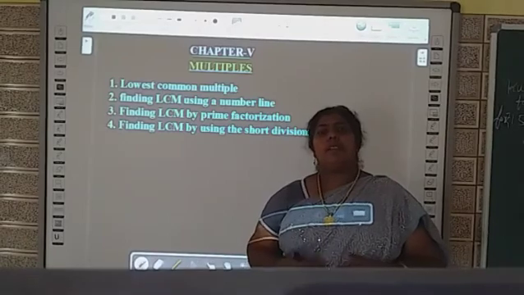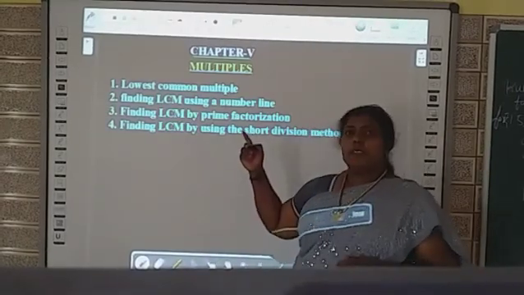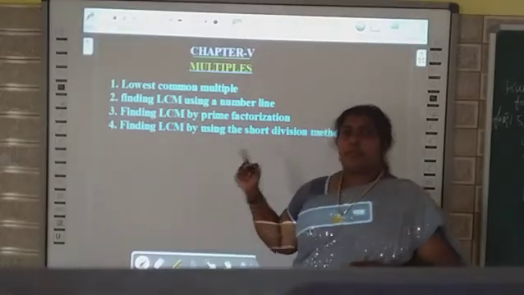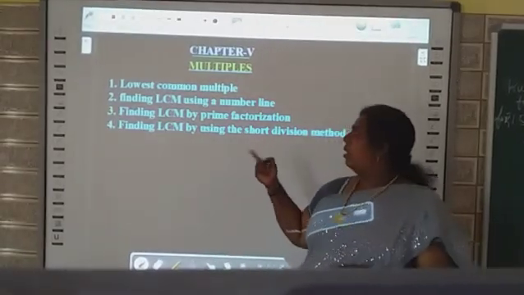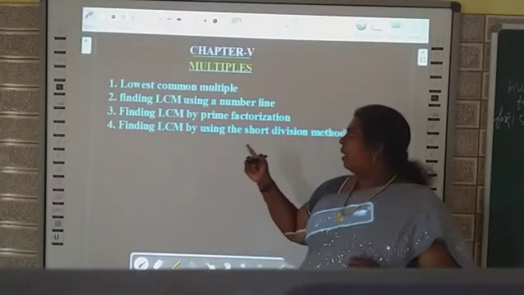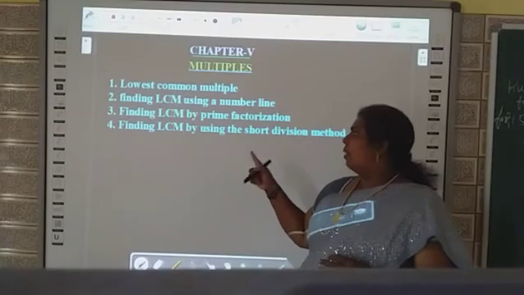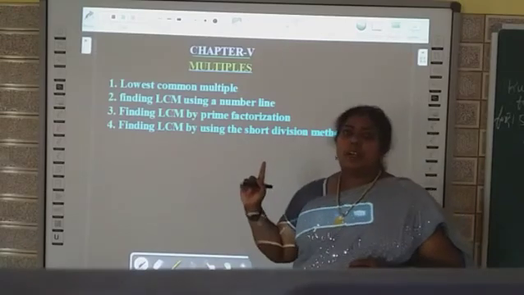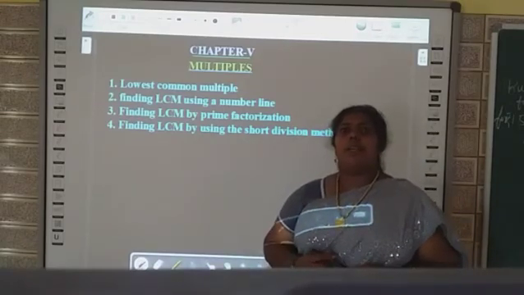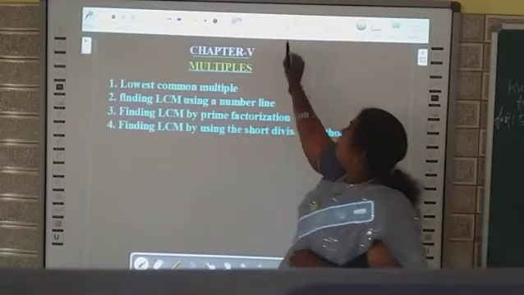Yes. In multiples, do you remember what things you learn? Yes. That is lowest common multiple, that is LCM, isn't it? Then finding LCM using a number line. Then finding LCM by prime factorization. Then finding LCM by using the short division method. Lowest common multiple, right? Yes. So first one is lowest common multiple.